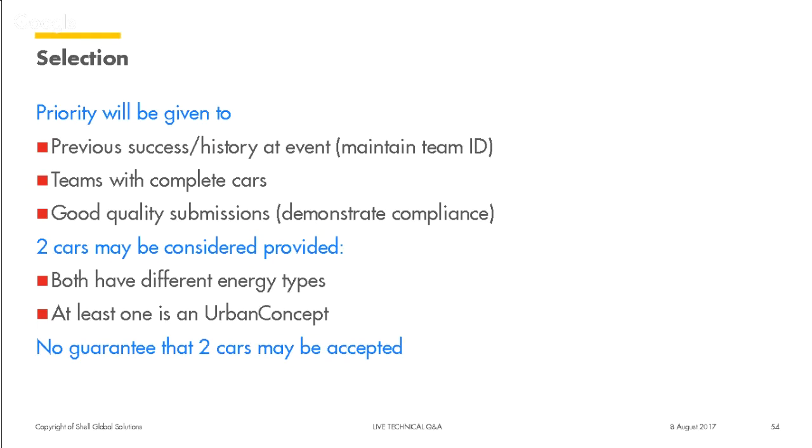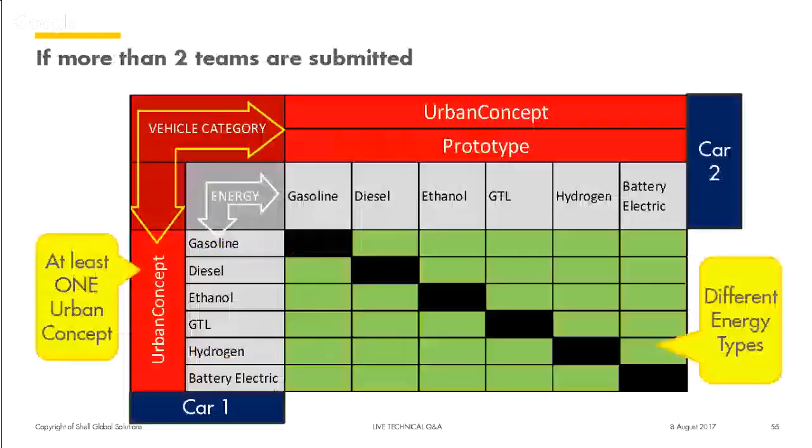So the next slide shows the different combinations of energies and vehicle types. As shown on the left, car number 1 has to be an urban concept car of any energy group. For car number 2, it can be either urban or prototype, and it must be a different energy group. So if car number 1 is diesel, car number 2 has to be another energy type.